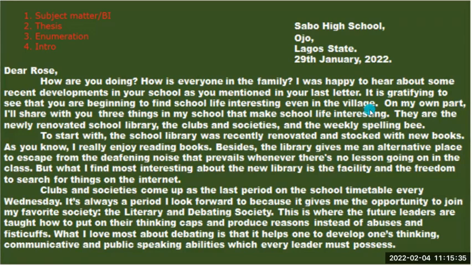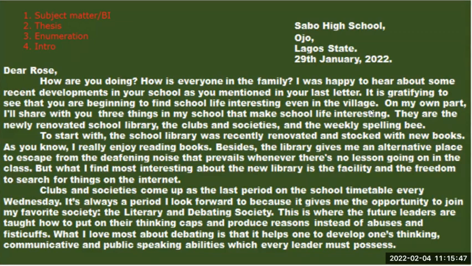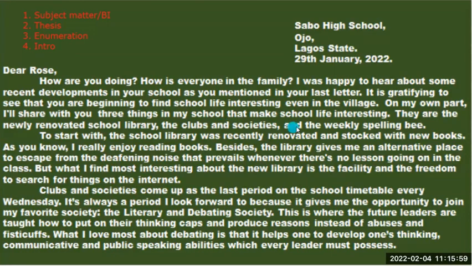the village. You see, you are touching the vital points that the examiner wants you to touch. The examiner told you that your friend is schooling in the village. So it is good you paint that picture in your writing. On my own part, I will share with you 3 things in my school that make school life interesting. You see, this is the subject matter.